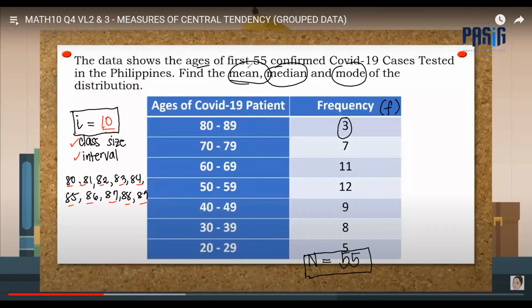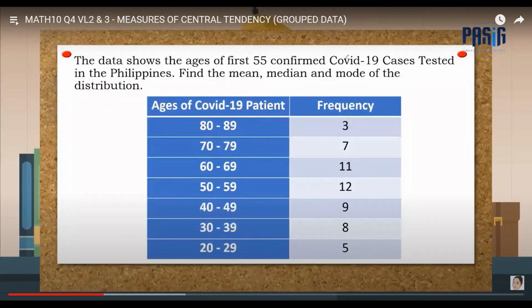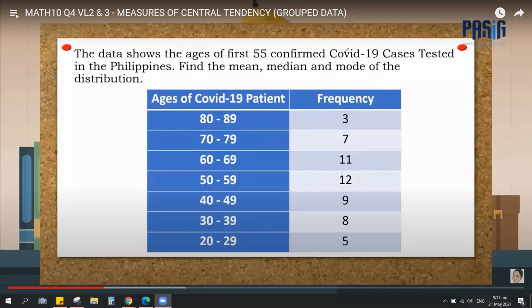So ano-ano yung mga kailangan natin pag nag-solve tayo ng mean median mode? Of course, we need to look for or compute for the n or the total number of frequencies and yung I natin, which is the interval. Madali lang naman yan i-compute, madali lang din to. And yan later on yung mga gagamitin ninyo para ma-solve si mean, median, and mode. Okay? So let us proceed. Na matapos tayo agad, no?